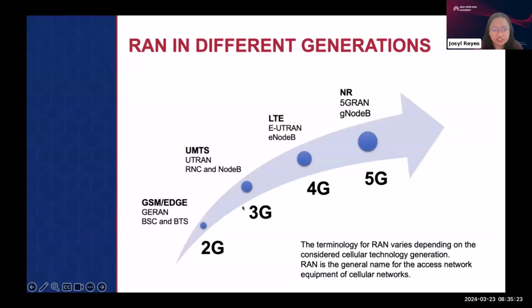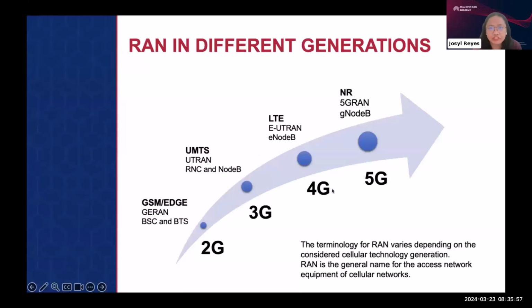And then for 3G, it's no longer called a base station, but rather it's called differently. We call it UTRAN, or Universal Terrestrial RAN. This 3G is UMTS, Universal Mobile Telecommunication System. They also have these important components called the radio network controller and the node B. So if you hear node B, that means it's a 3G radio access network.